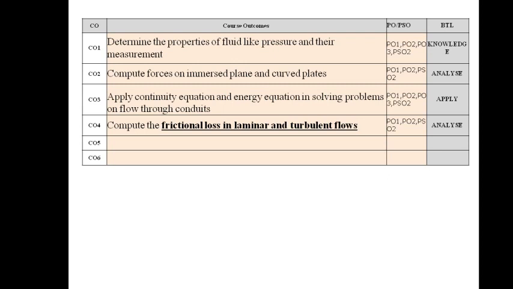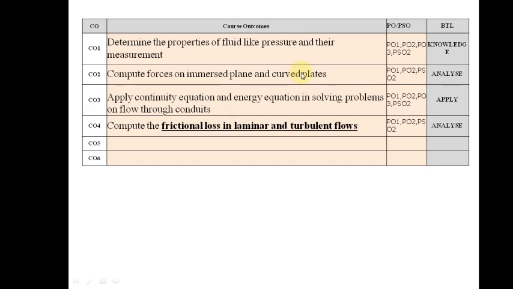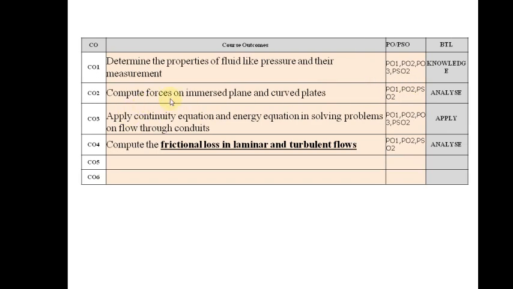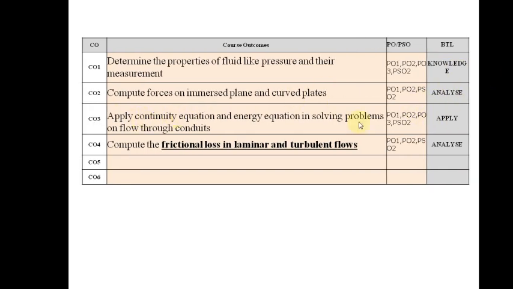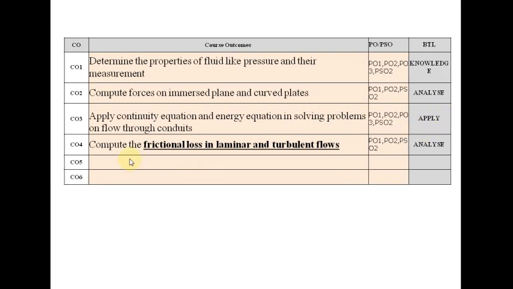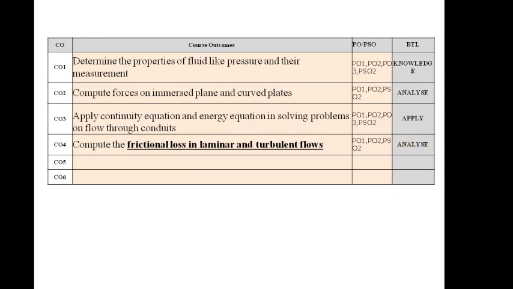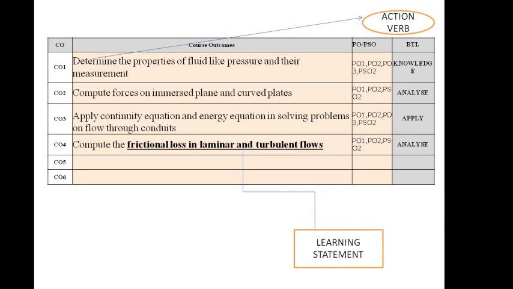Okay, and the next one, which Bloom's taxonomy level is that particular course? Here the first one, determine the property, is Bloom's taxonomy level knowledge. Compute the force on immersed plane and curved plate comes under analyze, and apply the continuity equation comes under apply, and the next one, compute the frictional loss in laminar and turbulent flow, comes under analyze. Like that you have to prepare these statements. Here determine indicates the action verb, and friction loss in laminar and turbulent flow stands for the learning statement. All these things I explained in the previous slides.